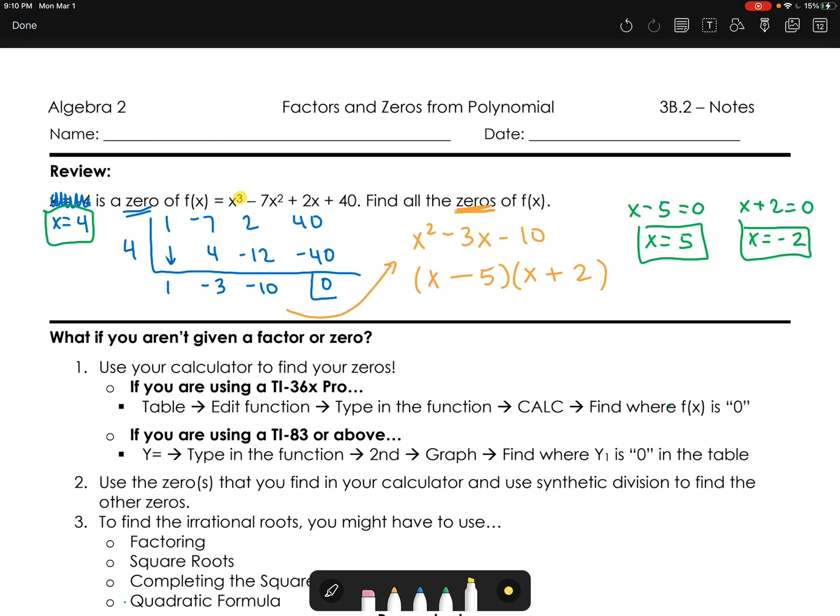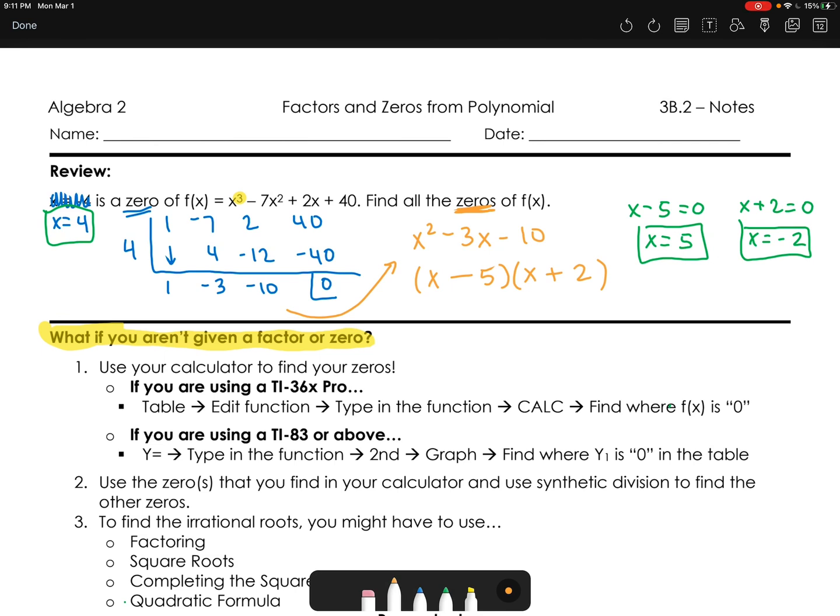So now the question is, what if you're not given a factor or a 0? What if it didn't say this first part and it just gave you a function like this, and it said, tell me what the factors or zeros are? Well, that's what we're going to focus on today.